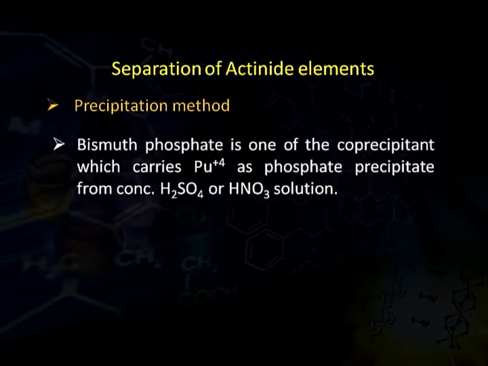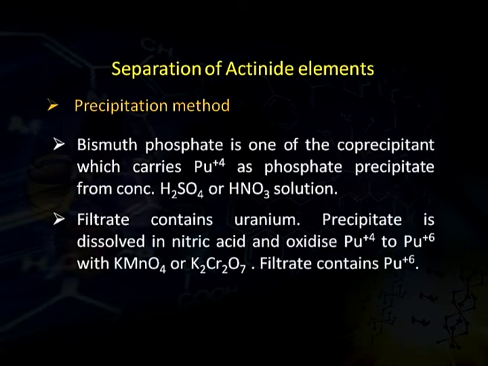Bismuth phosphate is one of the co-precipitants which carries plutonium +4 as phosphate precipitate from concentrated sulfuric acid or nitric acid solution. The filtrate contains uranium and the precipitate is dissolved in nitric acid and plutonium +4 is oxidized to plutonium +6 with potassium permanganate or potassium dichromate.